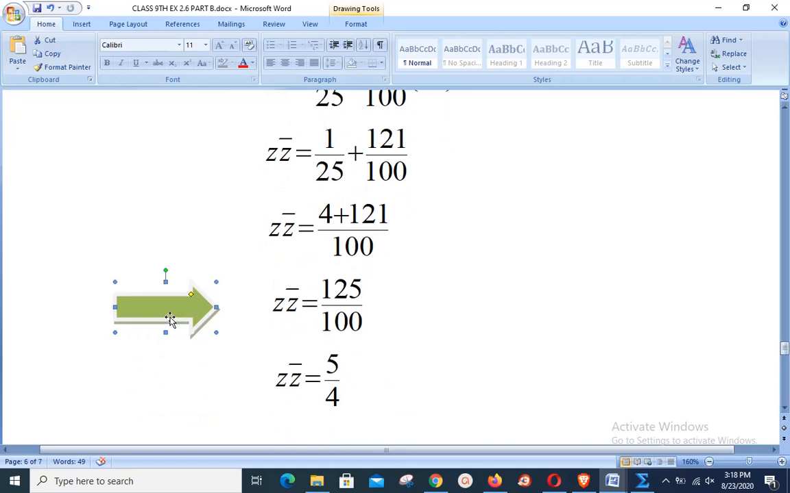By 5, if you are going to cancel, you will have to cancel again by 5. So if you are to cancel by 25 in a single step, you can do 25 into 5 will give you 125, whereas 25 into 4 gives you 100. So the result becomes z into z conjugate is equal to 5 over 4.